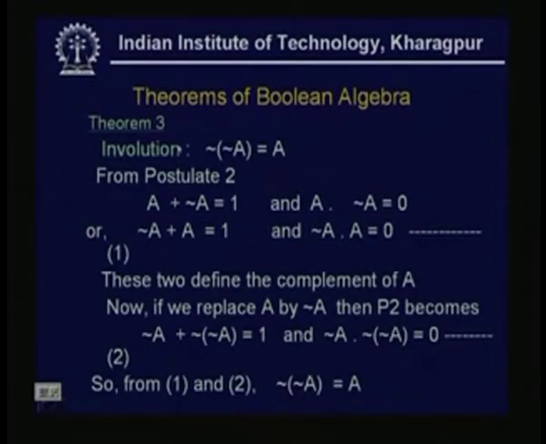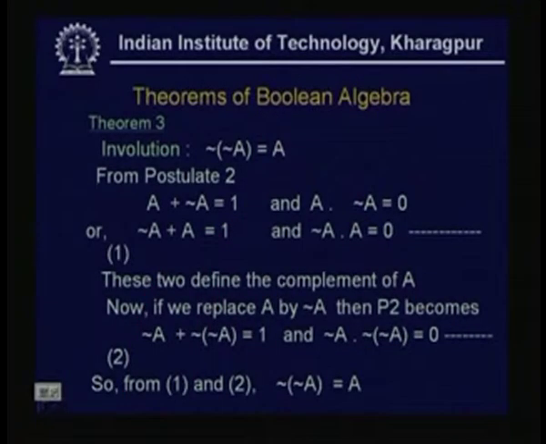Now, theorem 3 is the involution. What is the involution property? That negation of negation A means if I take one Boolean variable and take the complement twice, then we will get the variable itself. Say A is a Boolean variable. First we take one complement of A, the negation of A. Again I take the complement of this thing, means the complement of the complement of A, we will get the variable itself, means A.